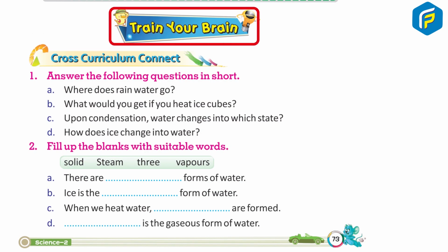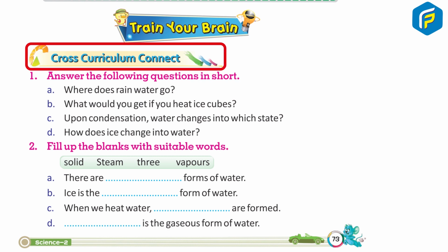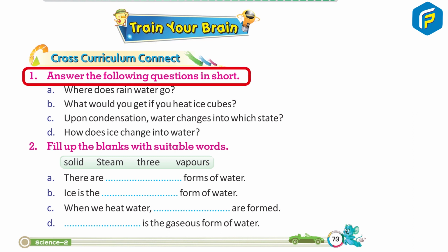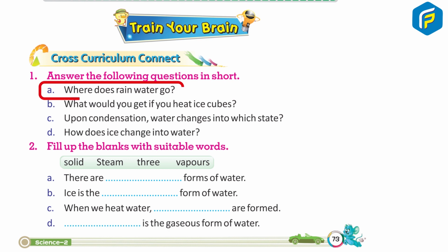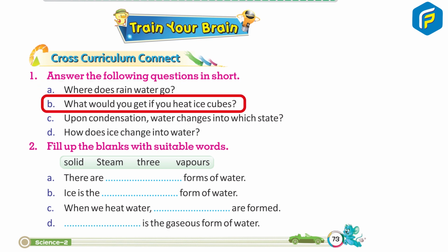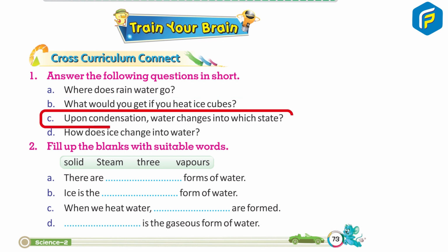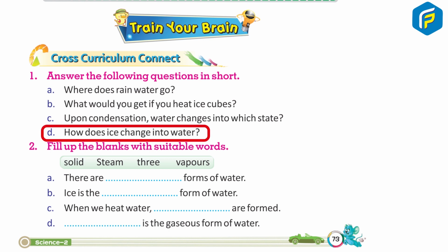Train your brain. Cross curriculum connect. 1. Answer the following questions in short. A. Where does rainwater go? B. What would you get if you heat ice cubes? C. Upon condensation, water changes into which state? D. How does ice change into water?